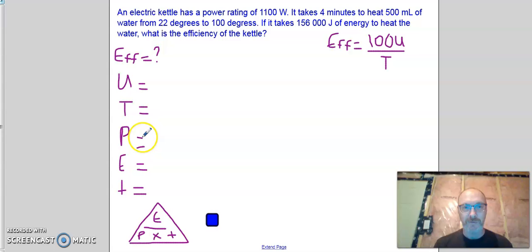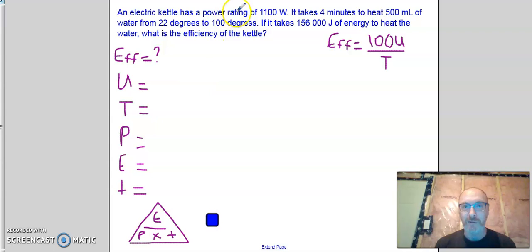Okay, and let's do the last question here. An electric kettle has a power rating of 1100 watts. It takes 4 minutes to heat 500 mL of water from 22 degrees to 100 degrees. If it takes 156,000 joules of energy to heat the water, what is the efficiency of the kettle?